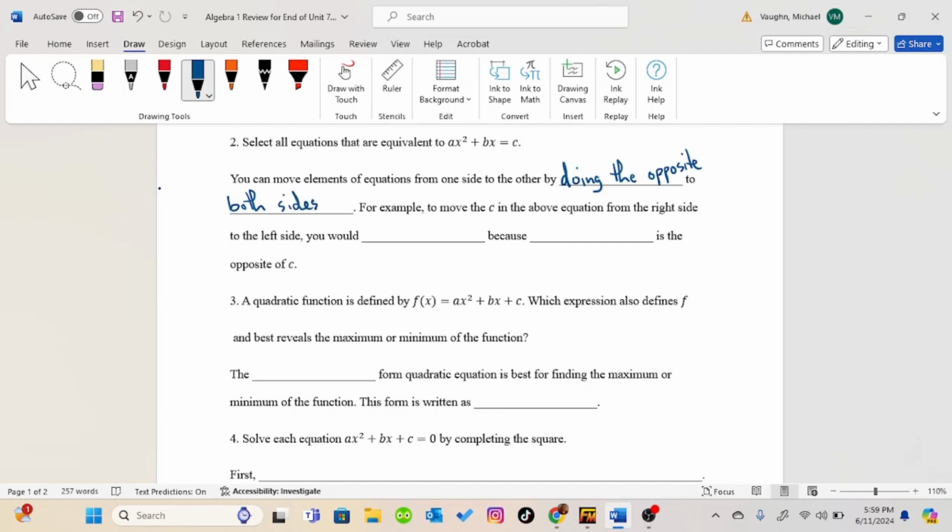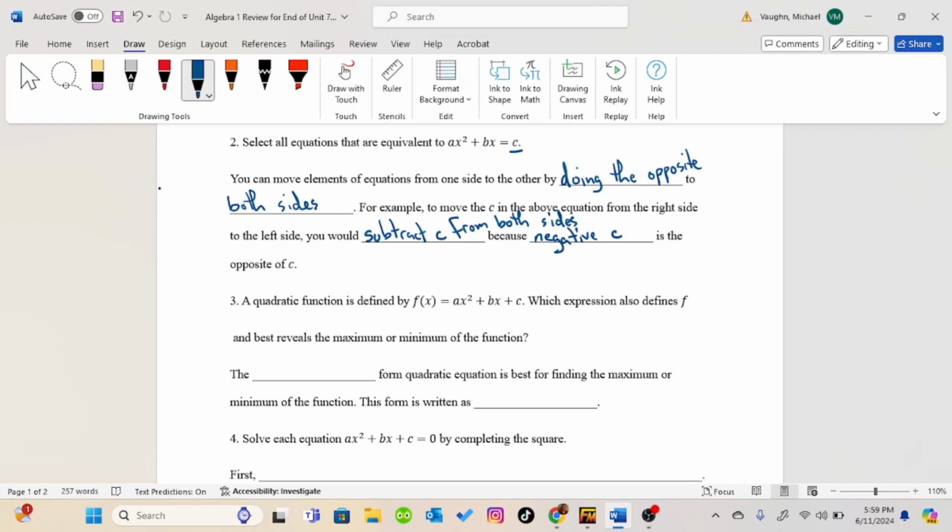For example, to move the c in the above equation from the right side to the left side, you would subtract c from both sides, because negative c is the opposite of c.